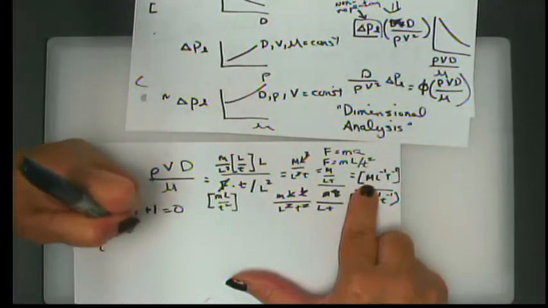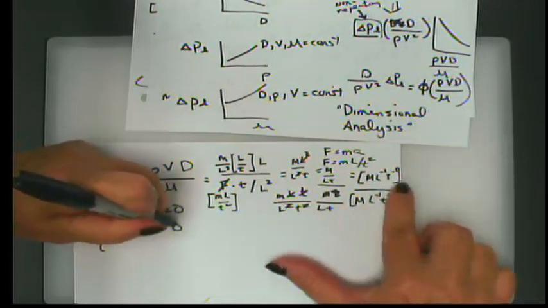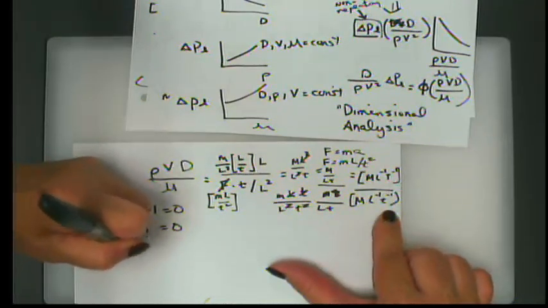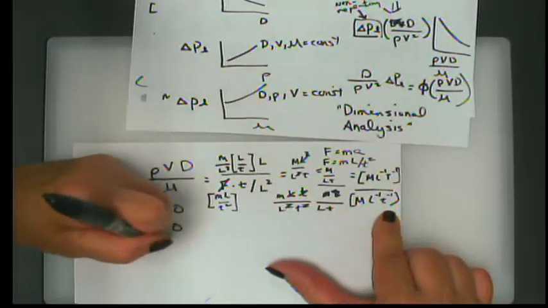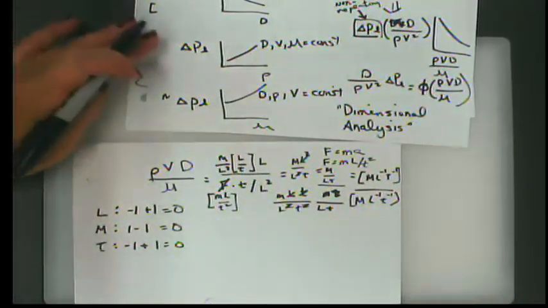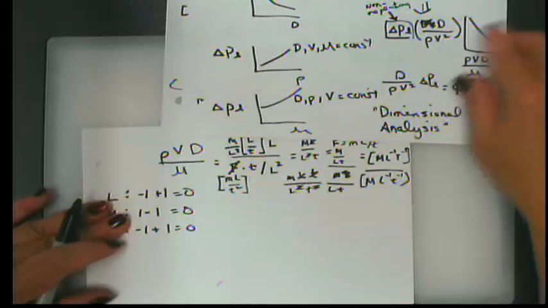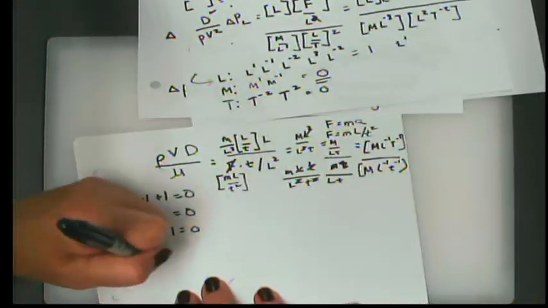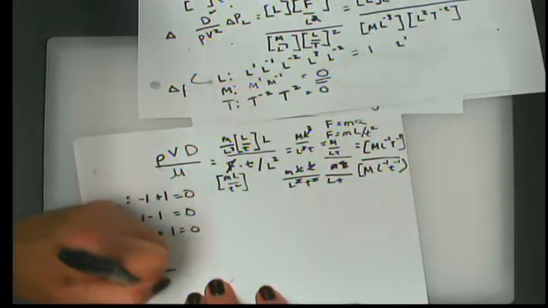Mass would be 1 minus 1, which is 0. And time would be minus 1 minus a minus 1, which is plus 1 or 0. Okay, so everything works out except my length dimension for the first pi term. So I'm going to go back and take a look at that again. I'm just going to look at length on this one. I'm going to solve it a little bit differently because I really have to make sure that that turns out to be correct.